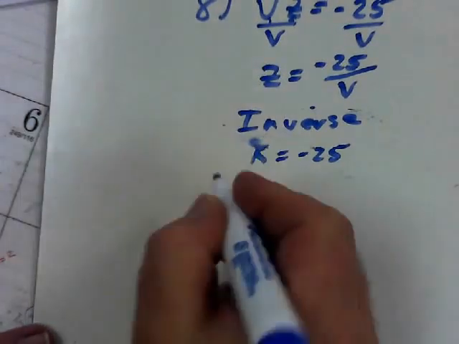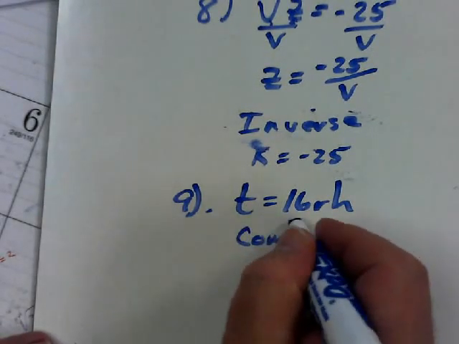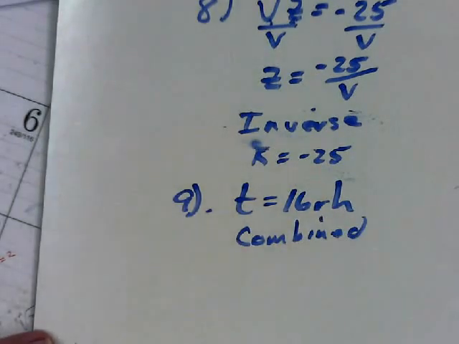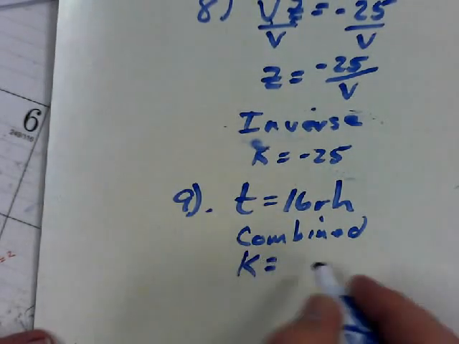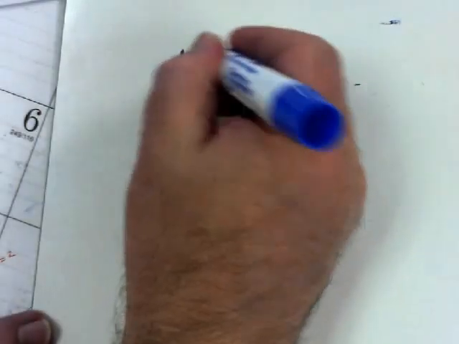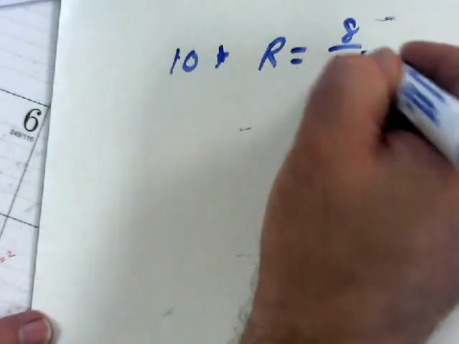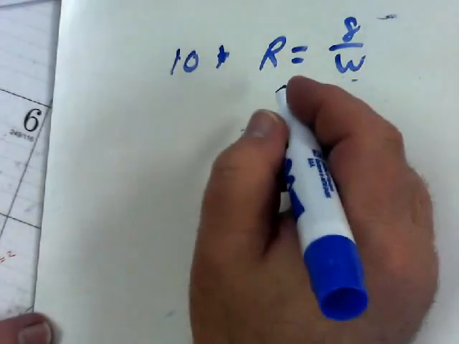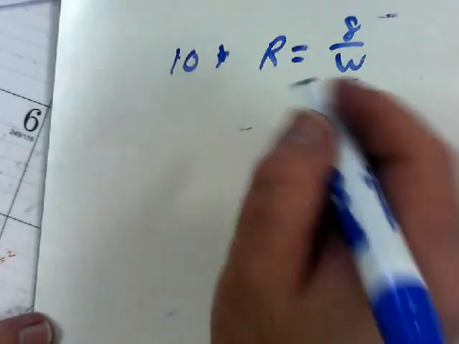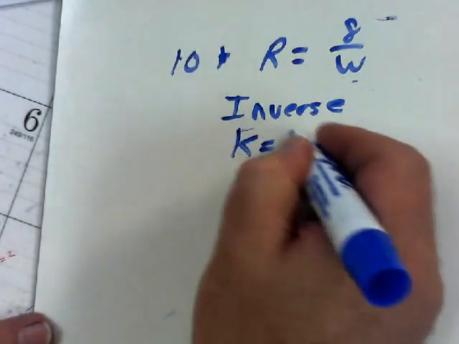Nine. T equals 16 R H. How many items am I comparing? 3. So it's probably going to be combined, and a K of 16. So 10. R equals 8 over W. Inverse. K will equal 8.